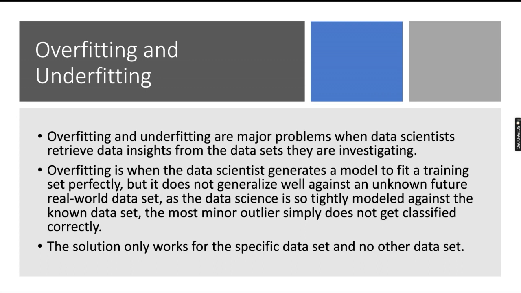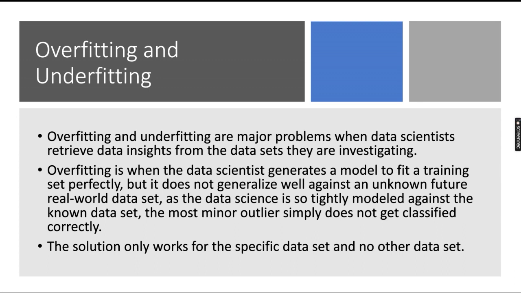Overfitting and underfitting. Overfitting and underfitting are major problems when data scientists retrieve data insights from the data set they are investigating. Overfitting is when data scientists generate a model to fit a training set perfectly but it does not generalize well against the unknown future real world data set. It means that when we have 100 data points, 80% of the data set is kept for training and 20% is kept for, say, testing.